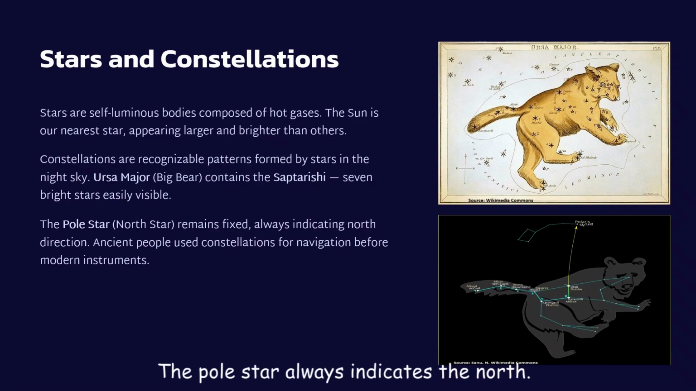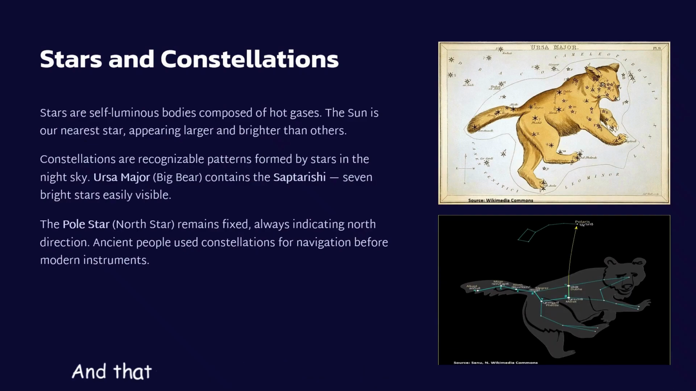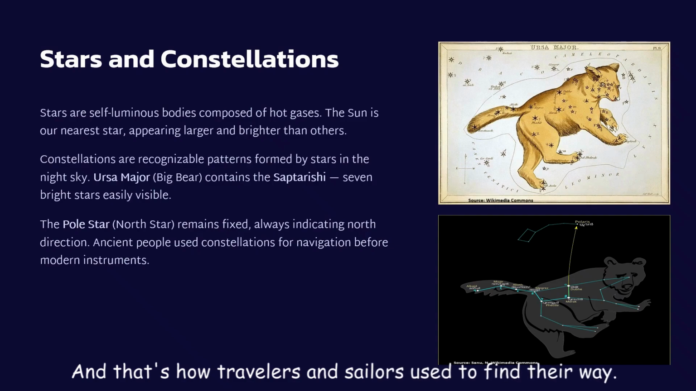The pole star always indicates the north. It doesn't change its position. And that's how travelers and sailors used to find their way.